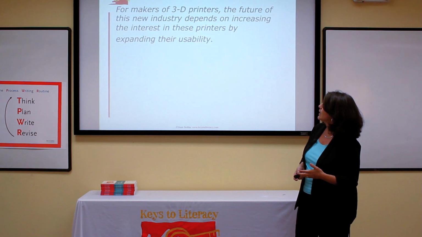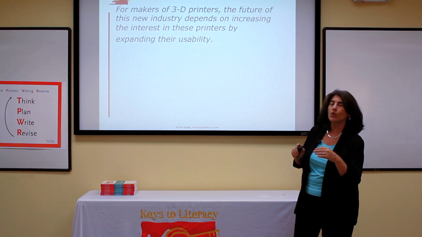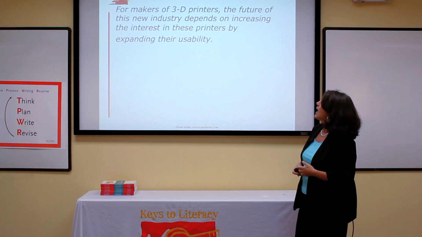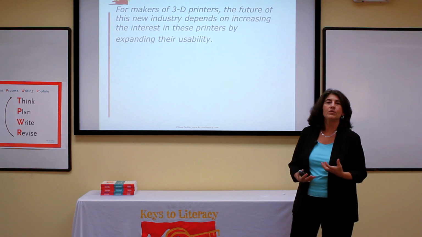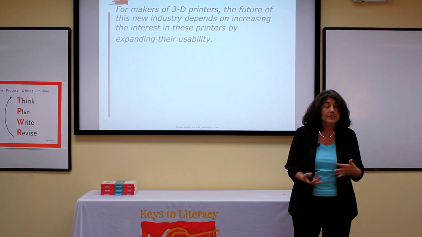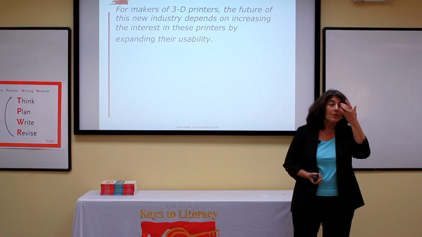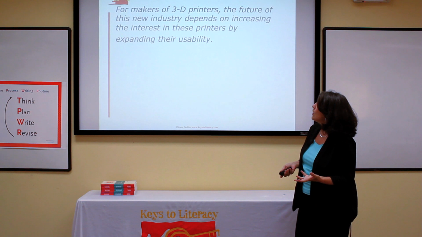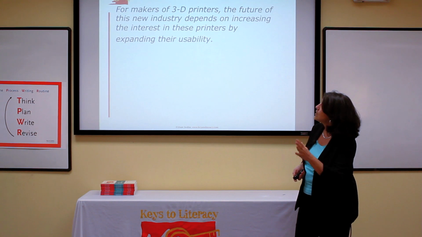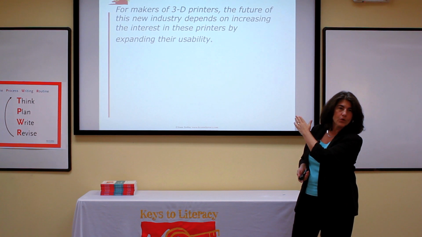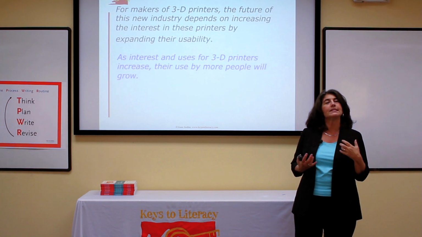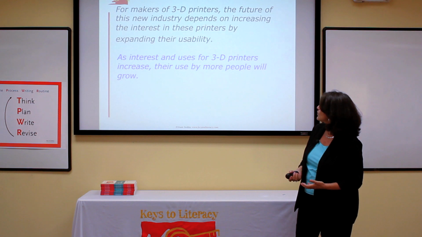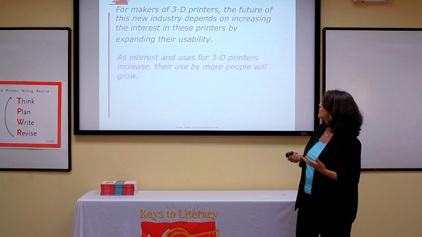So what I'm going to do now is keep the synonyms, the simpler words, but look at this and ask myself, what is it really saying? What are the ideas? And the ideas are that if 3D printers are going to grow, if more people are going to use them as time goes on, they have to get easier to use. People have to become more interested in them, and they have to be more usable. So one way of paraphrasing this is to not think about this syntactic order of words, but use my own order. And how do I say those concepts in my own words? So one example might be, as interest and uses for 3D printers increase, their use by more people will grow.